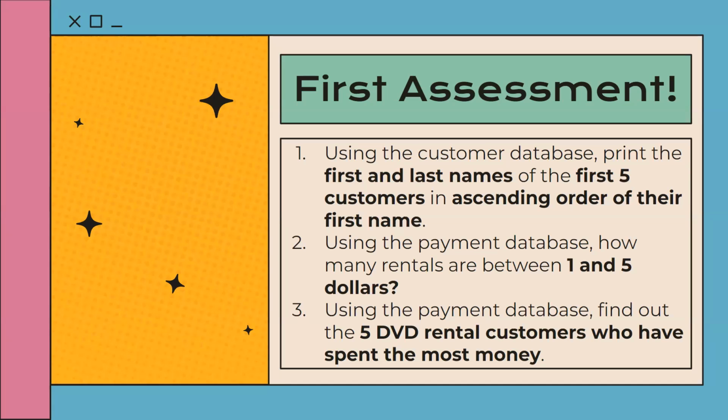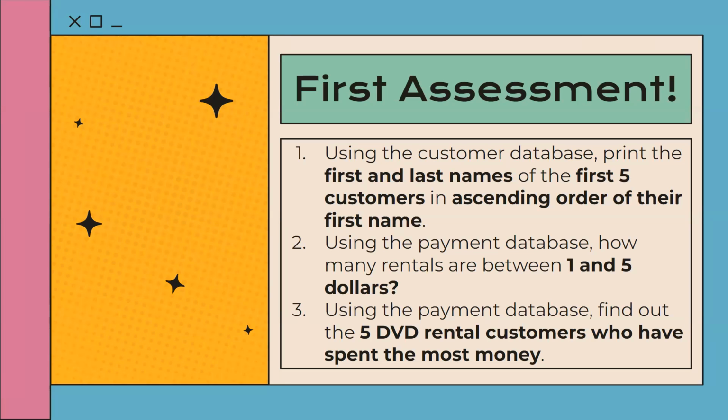Okay, so for the first assessment, we will be using the customer database. For the first question, you will have to print the first and the last names of the first 5 customers in ascending order of their first name. Some rules: obviously you have to use order by, and this is to give you a clue on which column you should use. And first 5, so you can limit the number of rows.